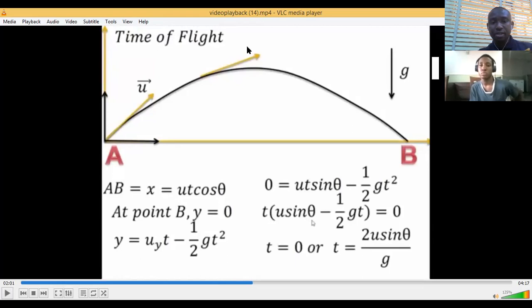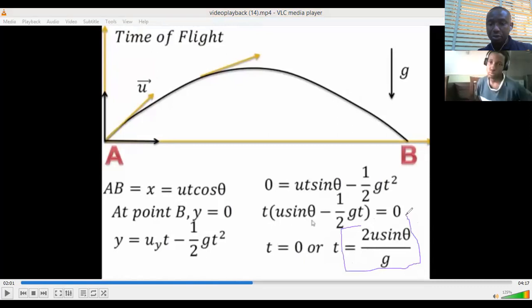Okay, I need you to write, you're not writing everything, just write this point. The total time of flight, which is capital letter T, not small letter t here. Please write, capital letter T is 2u sine theta over g. That's your total time of flight. Your total time of flight is equals to 2u sine theta over g.